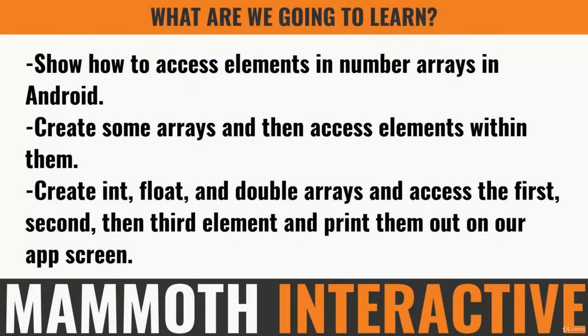In this part of the tutorial, we're going to show you how to access elements in number arrays, specifically in Android. So we're going to do that first by creating some arrays and then accessing elements within them at various positions. So we'll create an integer, float, and double array, and we're going to access the first, last, second, and then third elements, and we're going to print them out on our app screen.